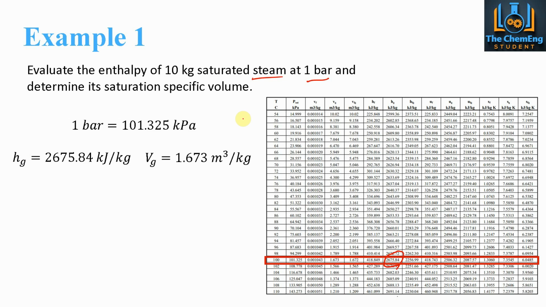And then the saturation specific volume for the saturated steam is 1.673 meters cubed per kilogram. Now the question asks us for 10 kilograms. So that means that we would have to multiply both of these by 10, and that would tell us that the saturated specific enthalpy is 26,758 kilojoules, and for the saturation specific volume we get 16.73 meters cubed. And that is literally as difficult as it can become in terms of just reading straight off from the steam table.